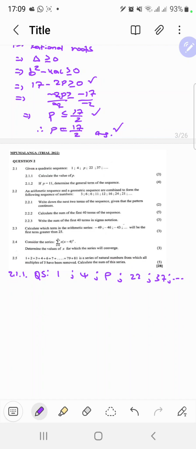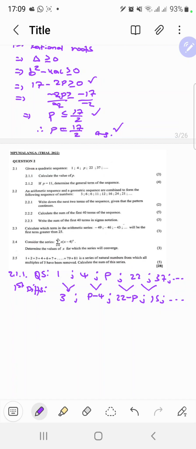Okay, so how do we do this? We always have to consider the first differences, because remember, the characteristic of a quadratic sequence is that it has what we call first differences. So 4 minus 1 gives us 3. And then p minus 4 is just p minus 4. And then 22 minus p is going to be 22 minus p. So that is a sequence on its own. And then 37 minus 22 is 15. And then, of course, it goes on and on.